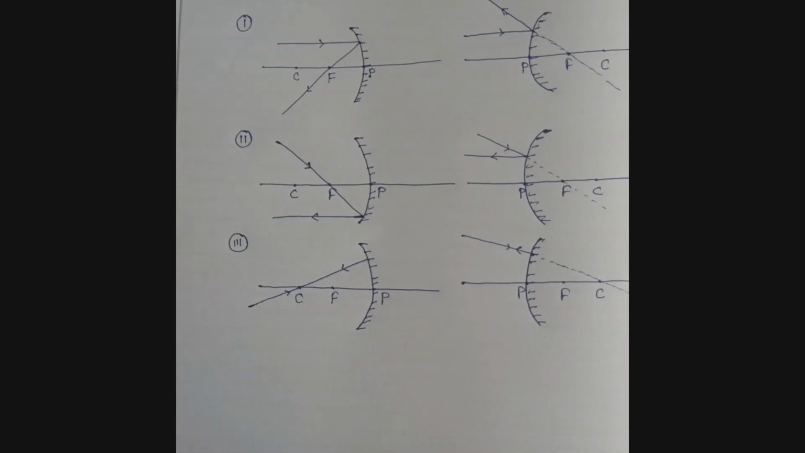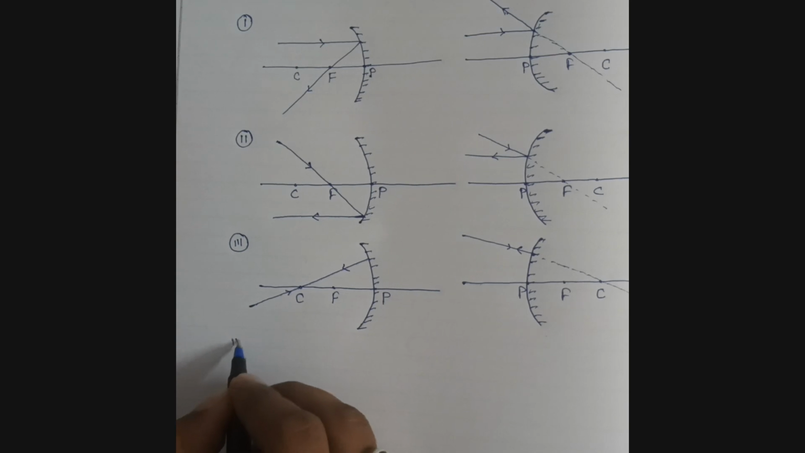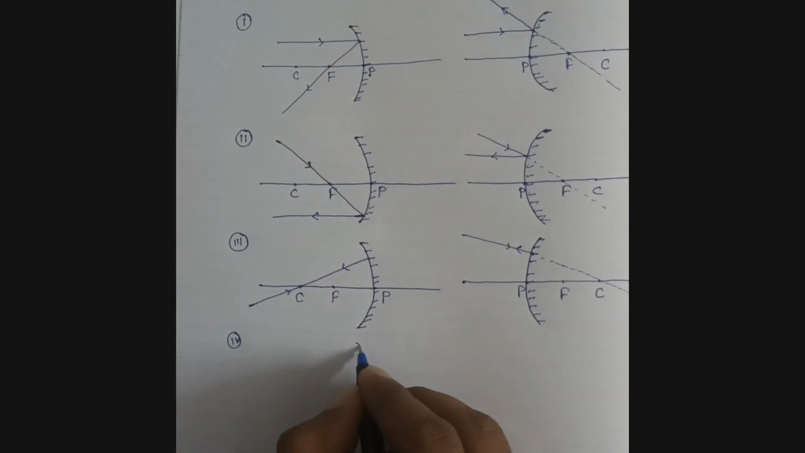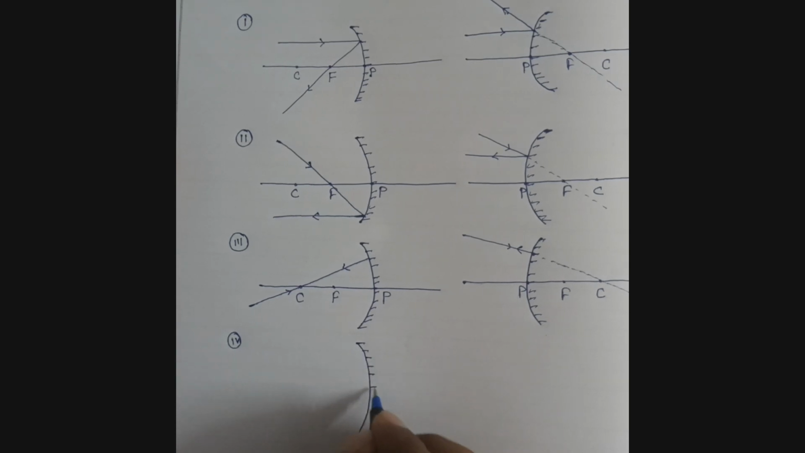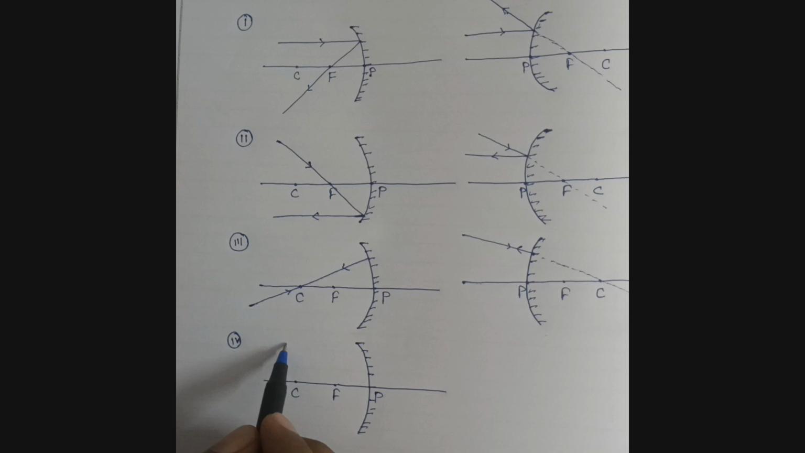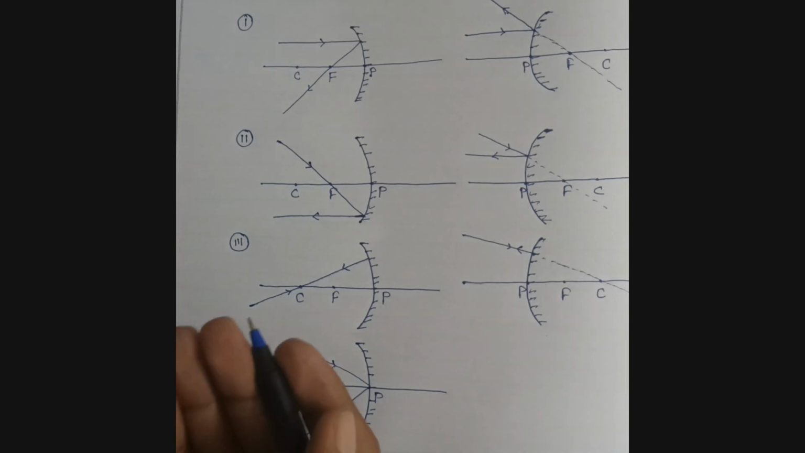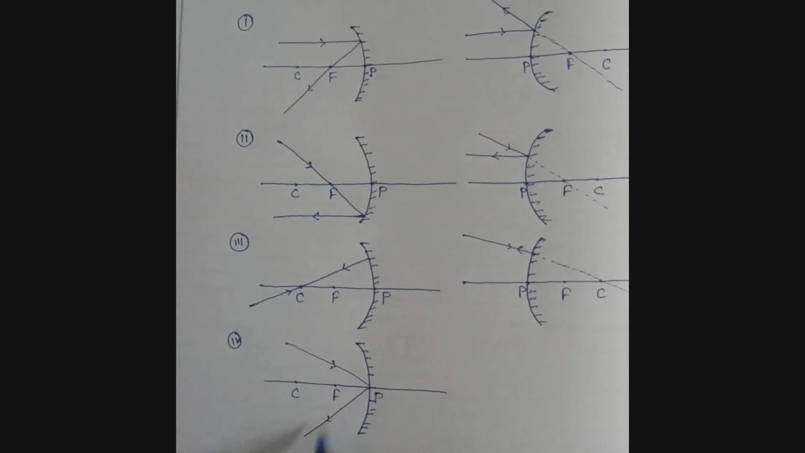Now students, there is one more rule. Let's understand that as well. Let us consider again we polish the outer surface, so this becomes the concave mirror again. This is the pole, this is the focus, this is the center of curvature. Now what happens, students, if we incident any light ray on the pole? It will be reflected. If we incident it from the upward direction, it will be reflected downwards.